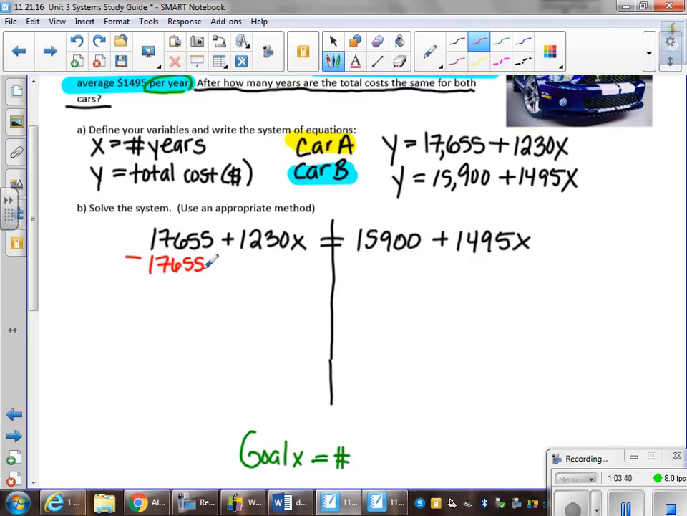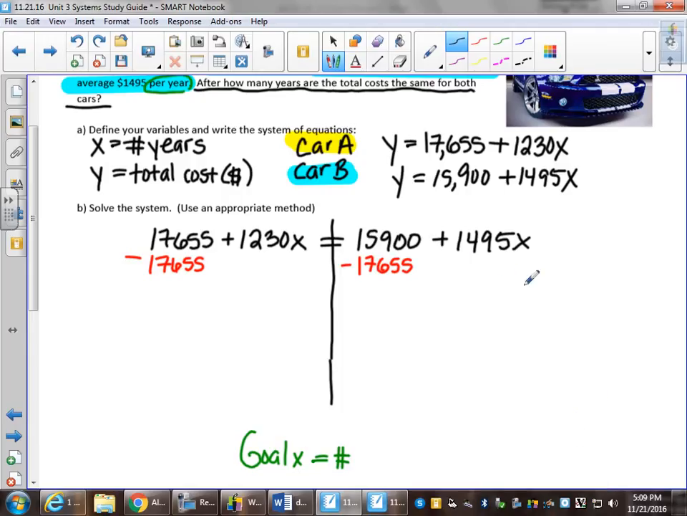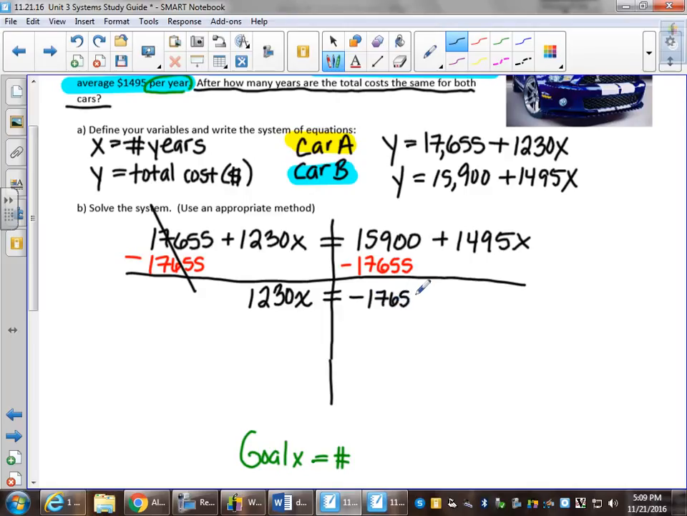this 17,655, it can't stay. There's no x right there. And I will choose to write it under its like term on this side. Line all the way across. I get 1230x is left here. In the calculator, 15,900 minus 17,655. I got a negative 17,655. And I just bring down this 1495x. Haven't dealt with that yet.